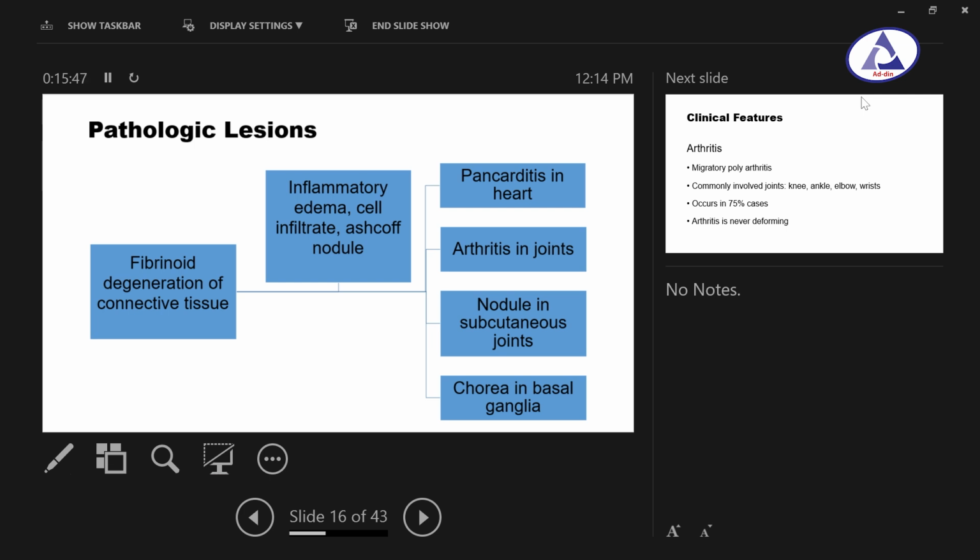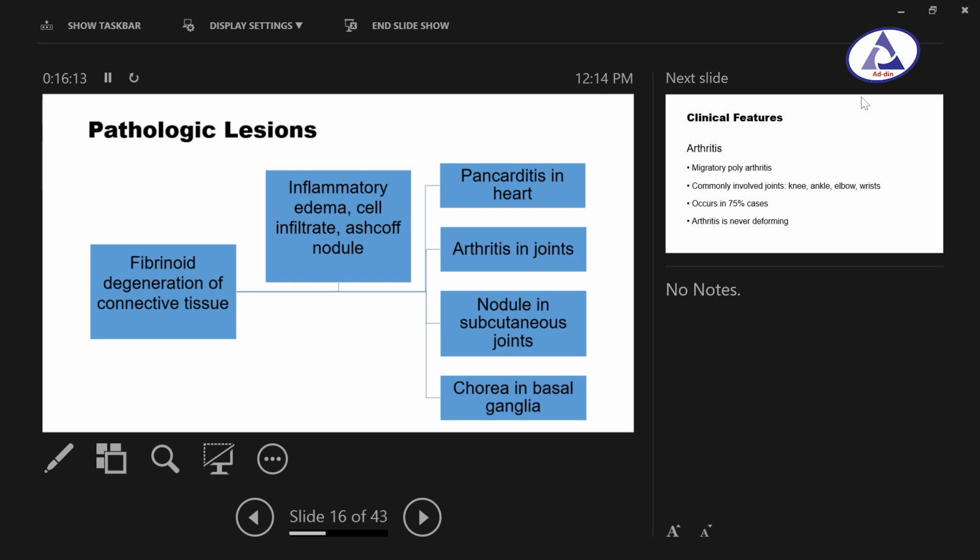The most characteristic pathological lesion is the Aschoff nodule. And this Aschoff nodule occurs as carditis in the heart, arthritis in the joints, nodules in the subcutaneous tissue over joints, and chorea in the basal ganglia. Okay? These are the pathological lesions and the development of the disease.